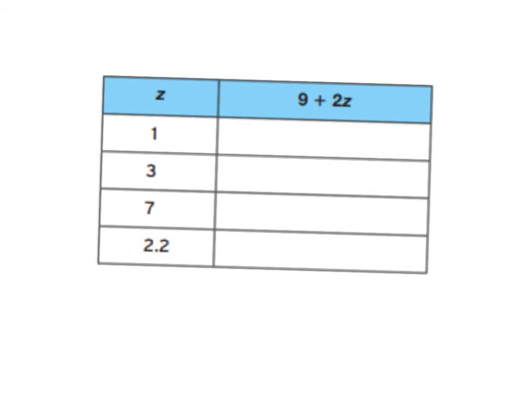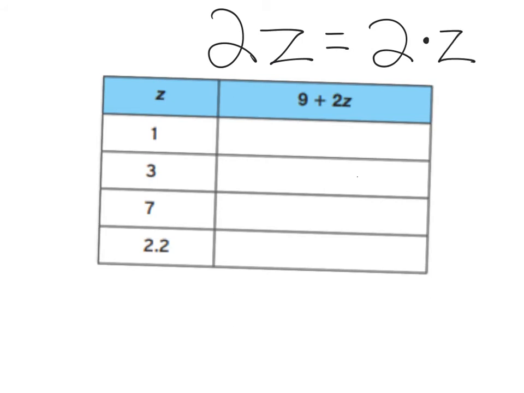Okay, on the next one, same thing. We have a variable. We have to remember, though, when we see anything that says 2z, a number and a variable beside each other, this is equivalent to 2 times z. Those are equal expressions. So I'm going to draw one more line so I can put my answer over there. So what I would do is say 9 plus, and I'm going to plug in 1 for z, 2 times 1. I know order of operations, you multiply first. 2 times 1 is 2, plus the 9 is 11.